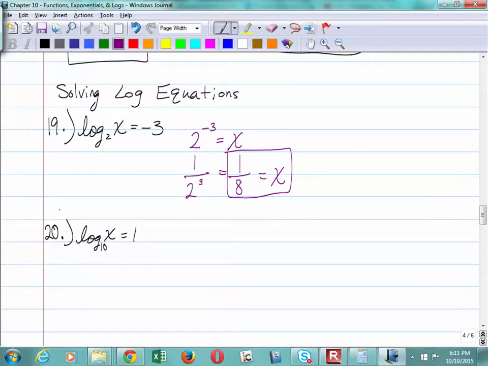Then number 20, I have log base 10 of x equals 1. So basically 10 to the first power equals x. So x is equal to 10.